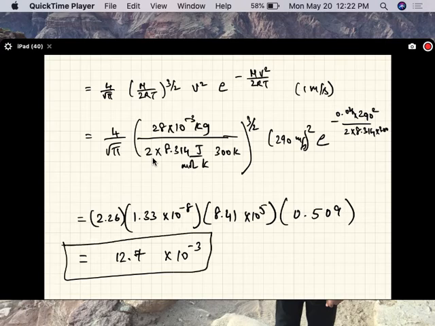Okay, what this number means is this is the fraction. So what this means is 12 out of every 1,000 molecules, 12.7, 13 out of every 1,000 molecules have that speed, between 290 and 291 meters per second. That's what we've calculated.